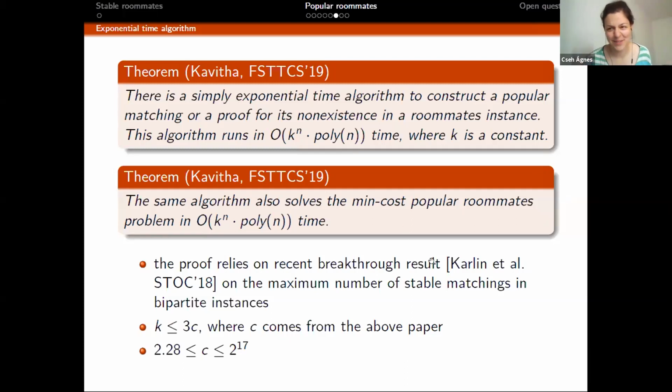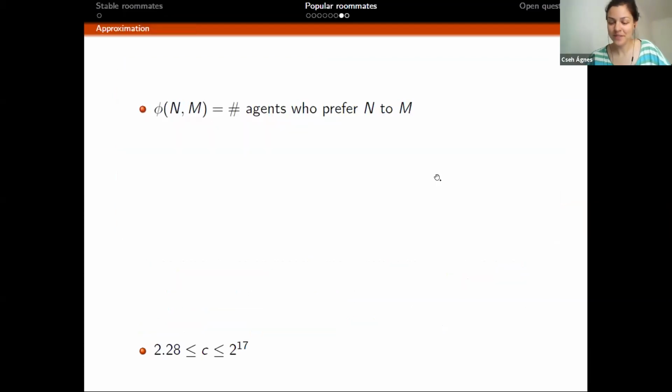All right, so back to the exponential time algorithm, which is an exact algorithm. It exists, but this k to the n constant can be really large because this k comes from a very recent estimate on the highest number of stable matchings in bipartite instances. The currently existing best upper bound is 2 to the 17th. So if you divide this by 3, then you get the current existing upper bound for this case. There is quite some room to improve upon that bound at the moment. So this much about exact algorithms.